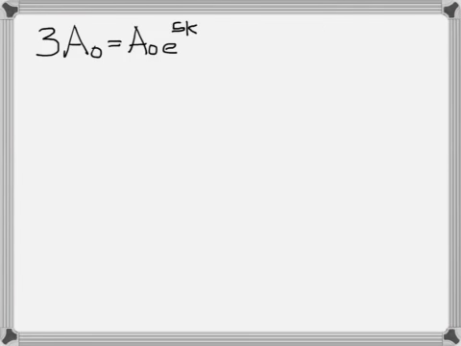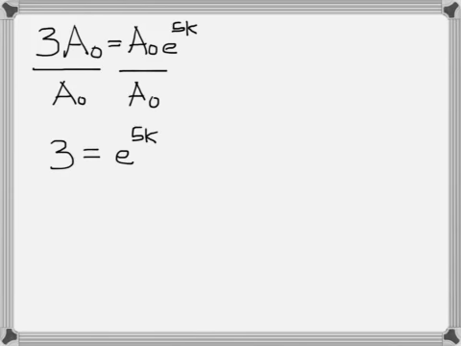Okay, so there's our equation. We want to solve for K, and notice it's up in the exponent part there. So we're going to have to use logarithms to solve for it. That's the inverse function for the exponential function e. So before we do that, what we would do is try to get the exponential function by itself on one side, and we can divide both sides by A0, and that will give us 3 equals e to the 5k. And now the exponential part of the function is by itself over on one side.